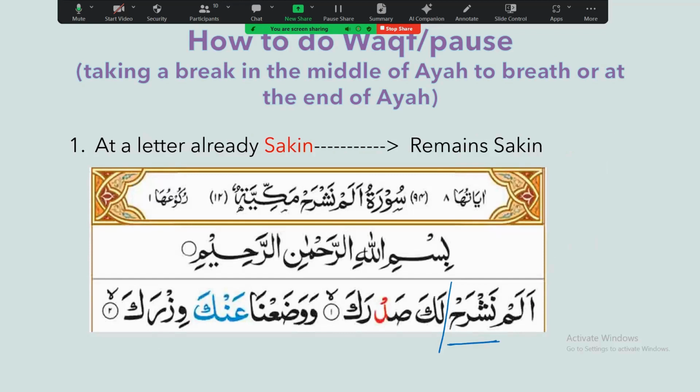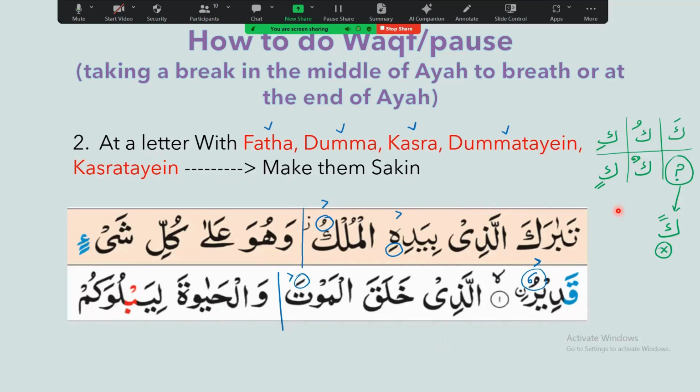If you stop at any word which ends with a letter that has a sakin on it, for example, in Surah Alam Nashrah, the first ayah says Alam Nashrah. At the end of this word, there is a ha with a sakin on it. If somebody is a beginner and cannot recite the whole ayah, and wants to take a break here and say Alam Nashrah, the last letter of Nashrah has a sakin on it. So the rule says we keep it as it is. It will remain sakin. We just say Alam Nashrah, breathe, and then say Laka Sadrak. So the first point is that if you are taking a break at any letter which already has a sakin on it, that will just remain as it is.